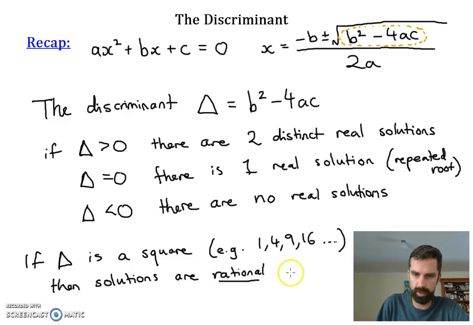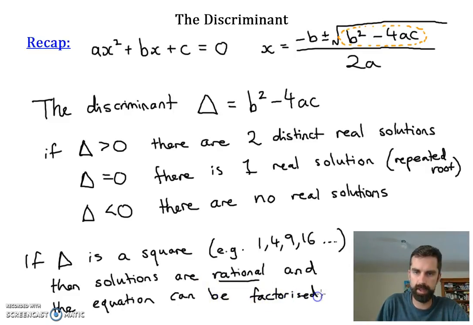But more importantly, we know that the equation can be factorized. So that's kind of handy as well. If you're looking at a quadratic equation and you're like, I'm sure I can factorize this, but I can't quite get it, what you can do is work out the discriminant, and if that is a square number, then you know that you should be able to factorize it.